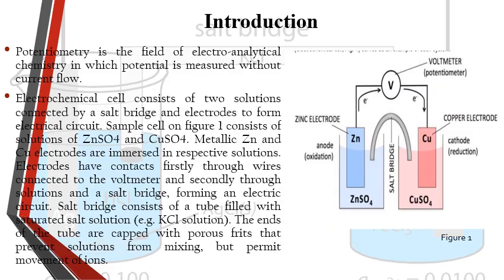Potentiometry is a branch of electroanalytical chemistry focused on measuring potential without any current flow. The core setup involves an electrochemical cell with two solutions connected by a salt bridge, as you can see in the diagram, and electrodes. This setup allows us to measure potential created by the movement of ions between the electrodes.